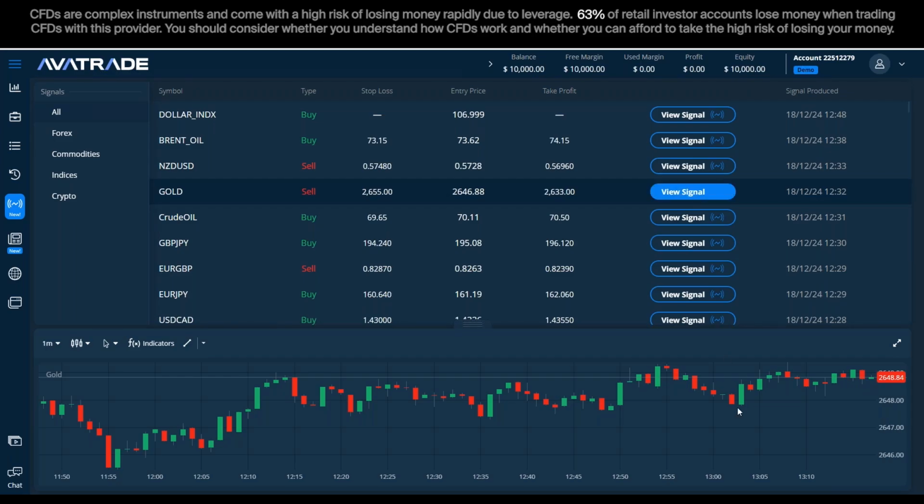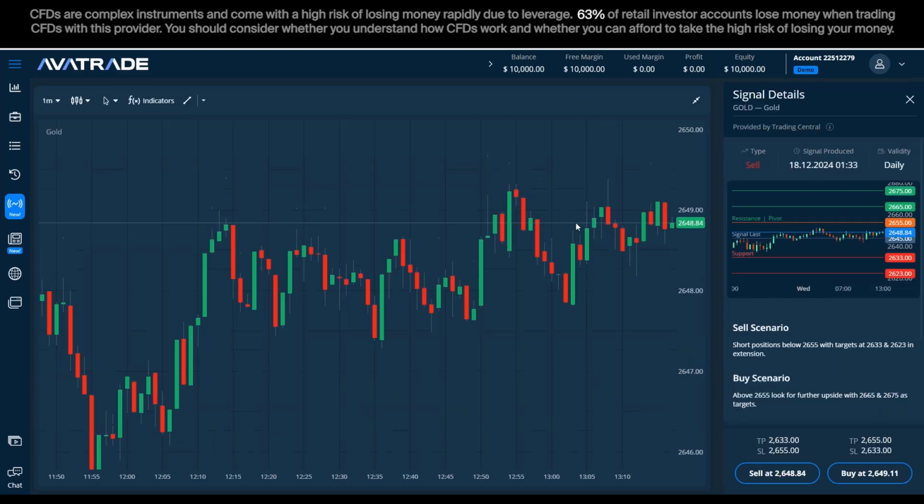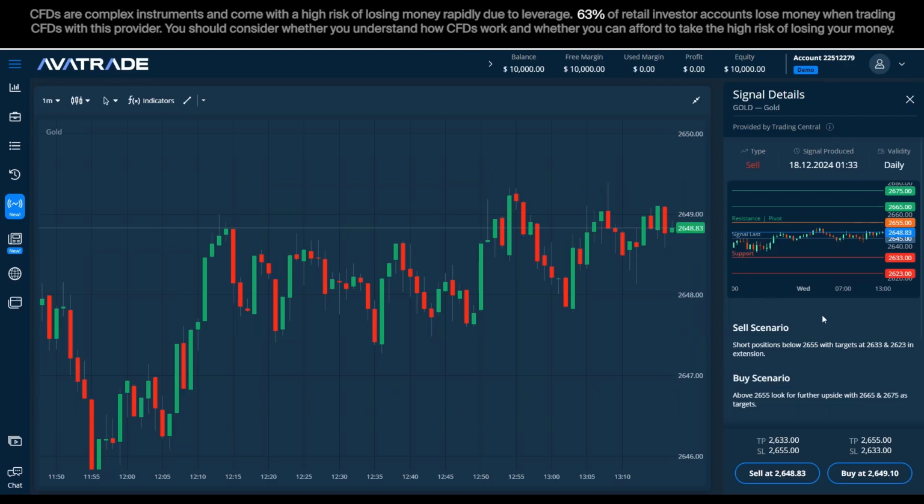So if I click here on view signal, and I expand the chart, and then I go down and see the levels in here, we can see that this is a sell type, and like I said, the take profit will be set to a lower value, which is 26.33. Okay. One more thing I would like to explain about the signals, guys.